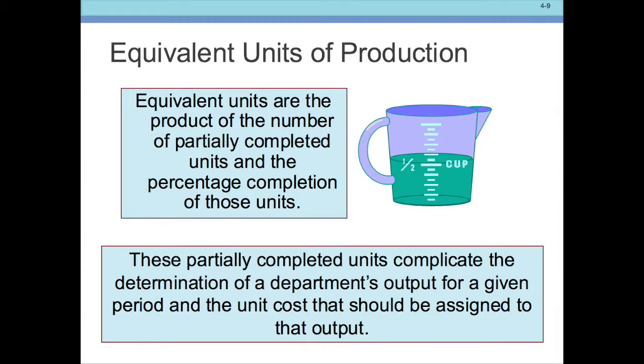Okay, let's keep going and talk about equivalent units. Because the units are all the same, instead of job costing into each different product, we can just talk about equivalent units of production. Equivalent units of production are the product of the number of partially completed units and the percentage of actually completed units.